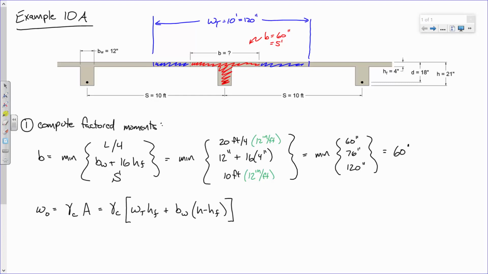Does everybody see how I did that? This is the width times the thickness. This, the width times that height, h minus hf. Is everybody okay with that? All right. Now, let's plug and chug. Again, take the pen, write the units out.